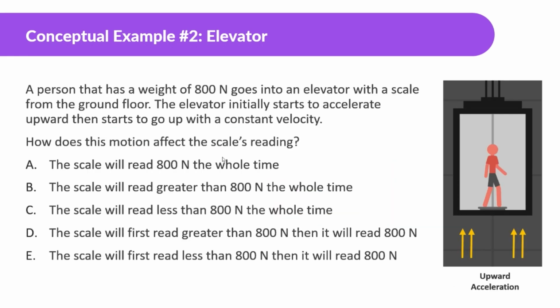Okay, a person that has a weight of 800 newtons goes into an elevator with the scale from the ground. The elevator initially starts to accelerate upward, then goes up with a constant velocity. How does this motion affect the scale's reading? A, the scale will read 800 newtons the whole time. B, the scale will read greater than 800 newtons the whole time. C, the scale will read less than 800 newtons the whole time. D, the scale will first read greater than 800 newtons, then it will read 800 newtons. E, the scale will first read less than 800 newtons, then it will read 800 newtons.